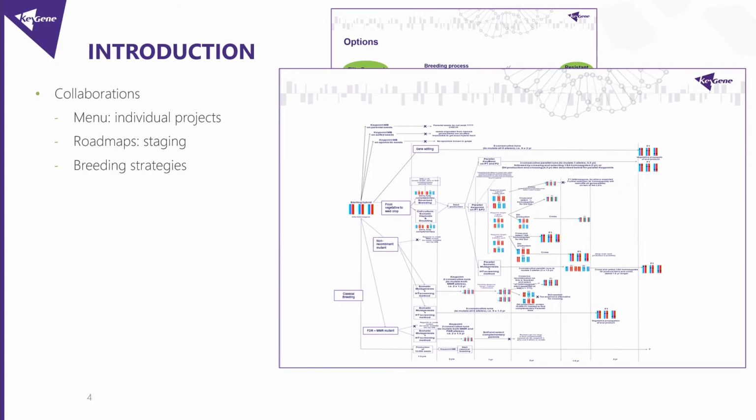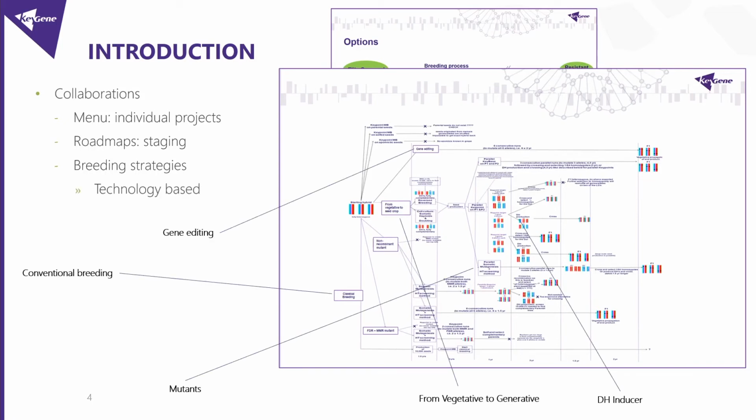This is much more elaborate, where for a certain crop we thought of all combinations of all technologies that were available at that time. And well, as you can see, it's much more elaborate and it's clearly technology-based. It involves mutants, for instance, DH-inducing genes, gene editing, even a transition from going from a vegetatively propagated crop to a generative crop.